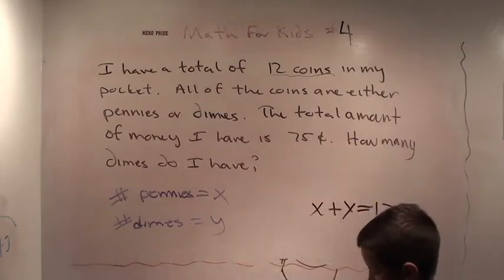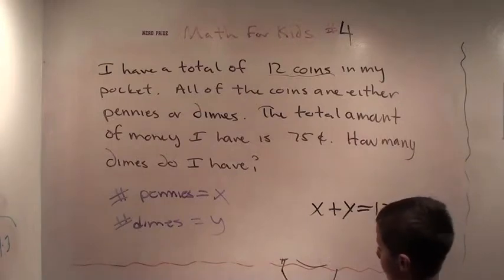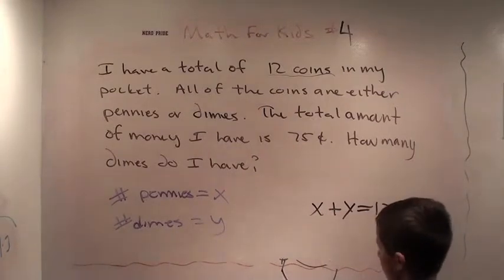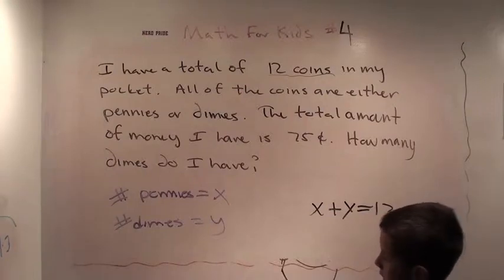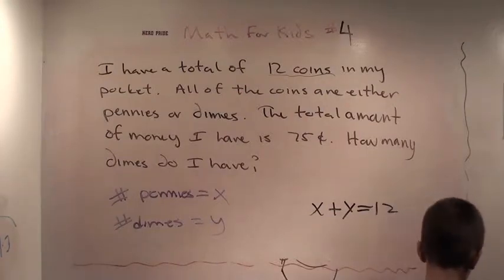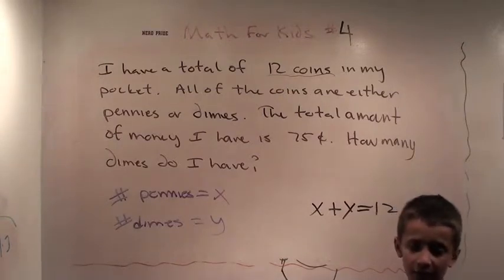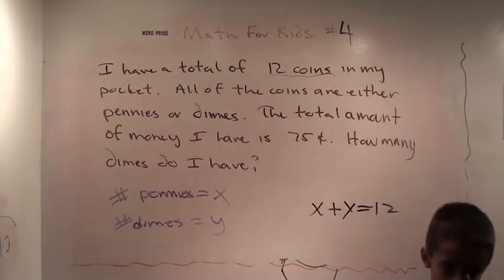Okay. Now we got to see if we can figure out another equation. Maybe we can use the 75. So what adds up to 75? Well, how many pennies there are and how many dimes there are adds up to 75? 75 cents. So the amount of money is 75 cents. Okay, so we have 12 coins and they add up to 75 cents.